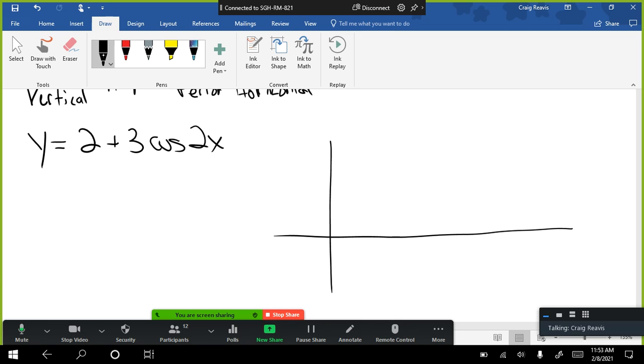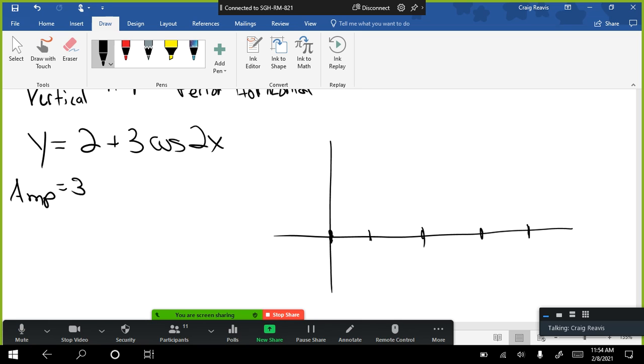Now, notice there's nothing been added to the x. So I know this one is starting at 0. I'm going to use 0. Okay? Then I've got to find my period, half of that, then halfway in between those two. I also know my amplitude. My amplitude is 3.